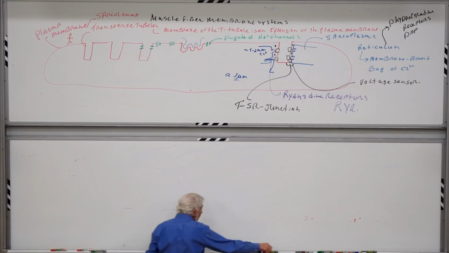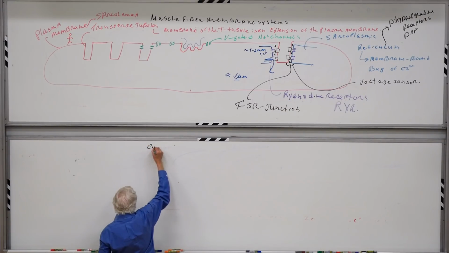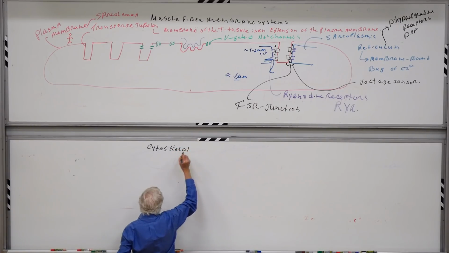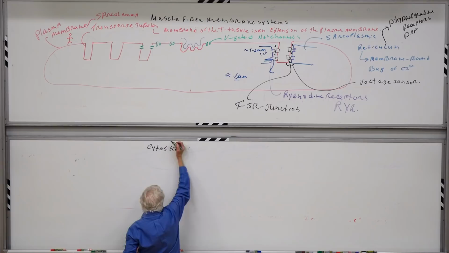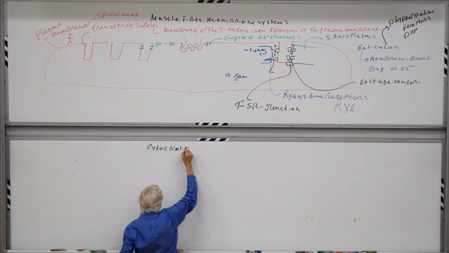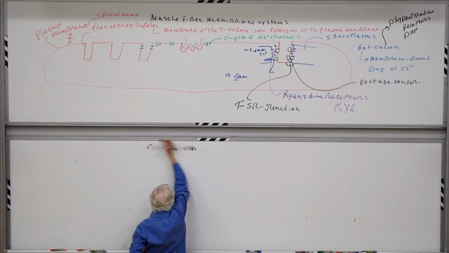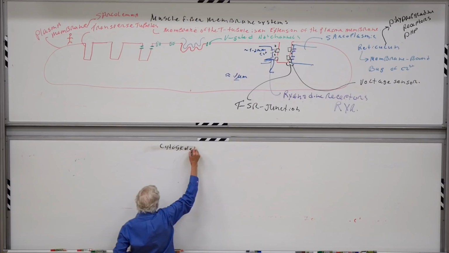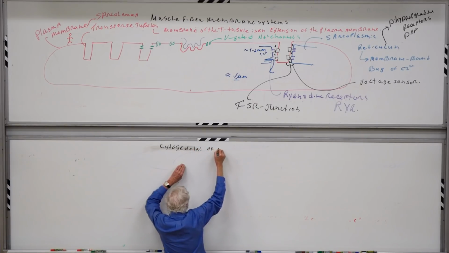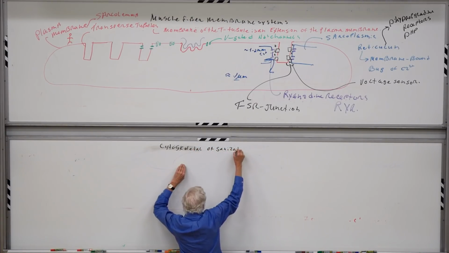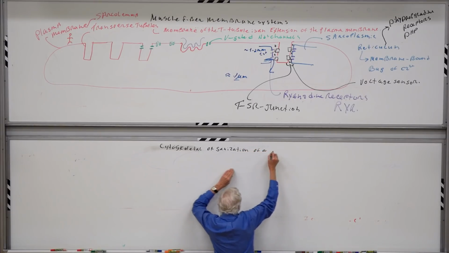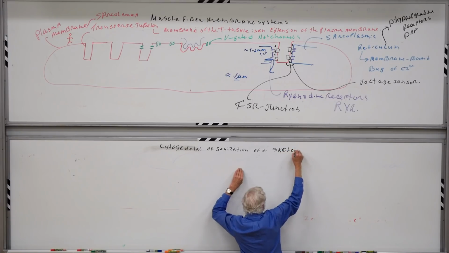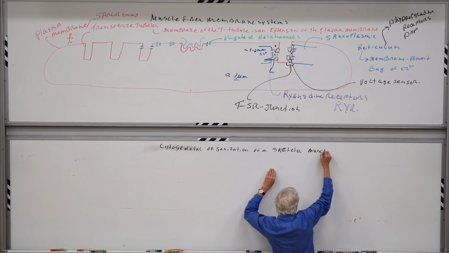So we'll label this as the cytoskeletal organization of a skeletal, you can read voluntary, muscle cell.